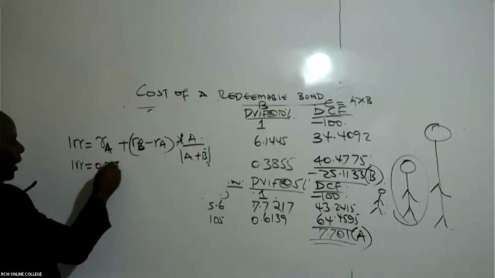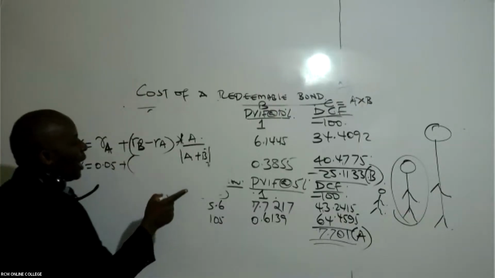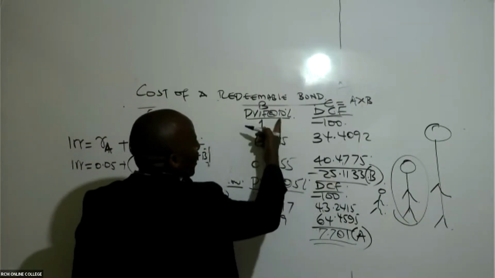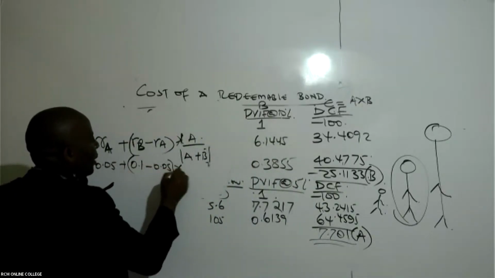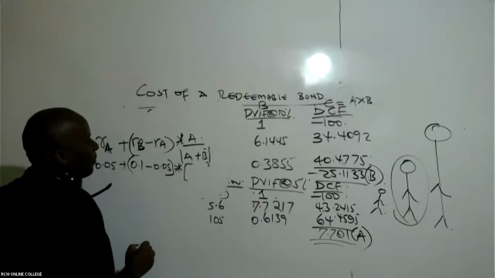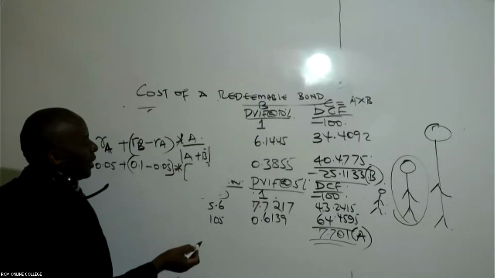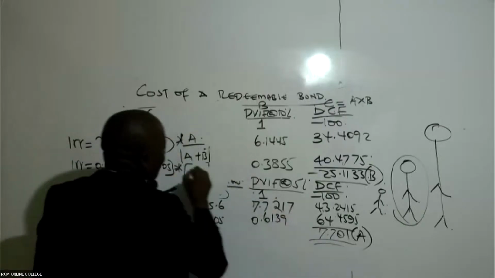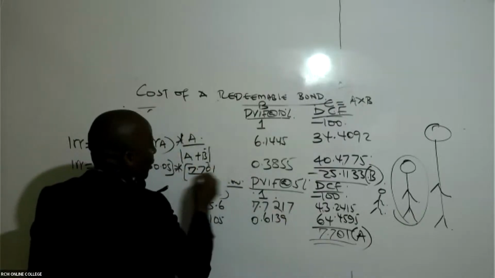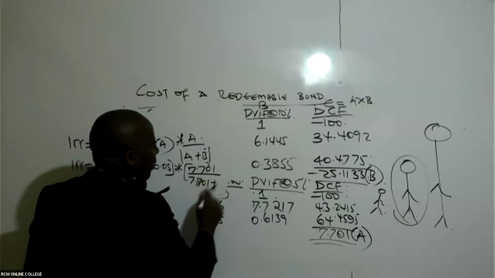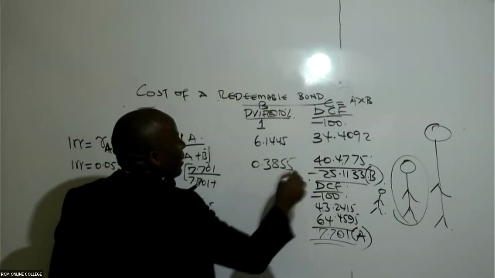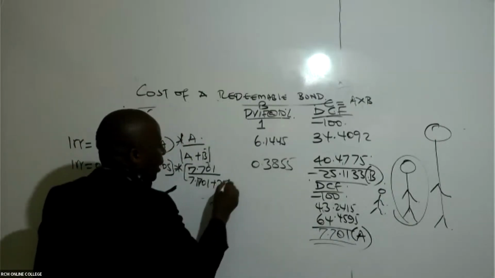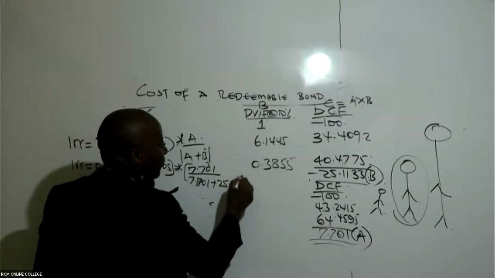So 0.05 plus the rate of B, which is now the higher one, this rate here, 10%. So we have 0.1 minus 0.05, times, in brackets, our A, which is the positive NPV, 7.701, all over 7.701 plus our B, absolute. Remember, absolute means that we assume that this B is positive.